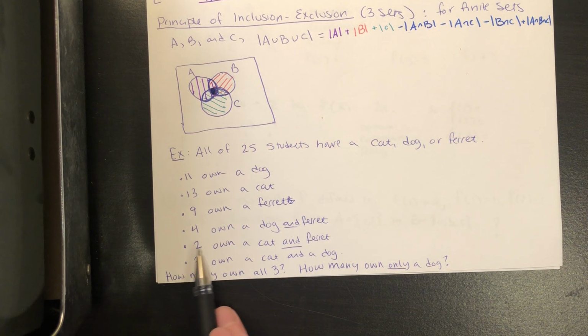And so we know that 4 of them own a dog and a ferret, 2 own a cat and a ferret, and 3 own a cat and a dog. How many own all 3, and how many own only a dog? So let's try to use the principle of inclusion-exclusion here.